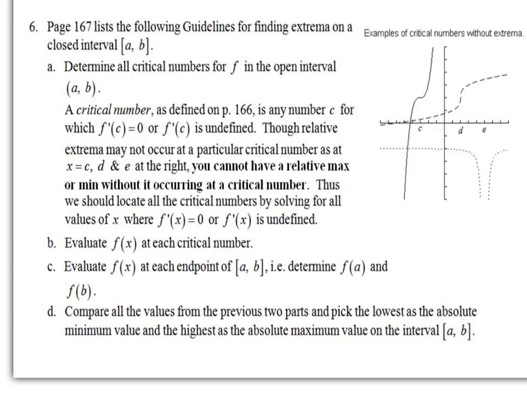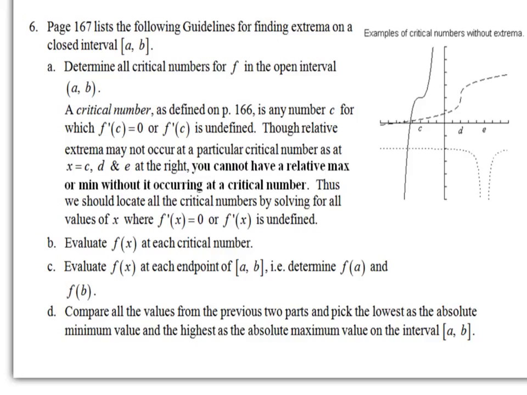But you need to keep in mind that you cannot have a relative max or min without it occurring at a critical number. So that's why we need to find them. It's possible we could have our max or min at any of the critical numbers, so we need to make sure we check all of them. That's why we have to determine all critical numbers for f. So let's take a look.